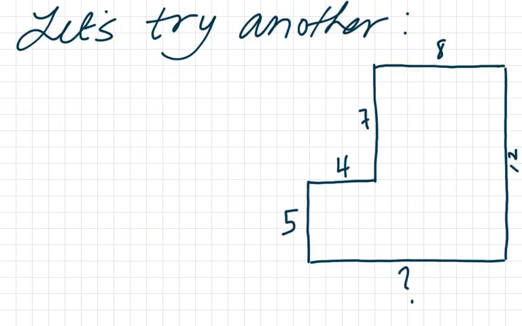So let's try another one. On this piecewise rectangle, the missing side is on the bottom, right here. So I'm going to highlight that in red so that we know that our missing side is horizontal. Only horizontal sides will help me find horizontal sides. So I'm going to go through and I'm going to highlight my other horizontal sides.